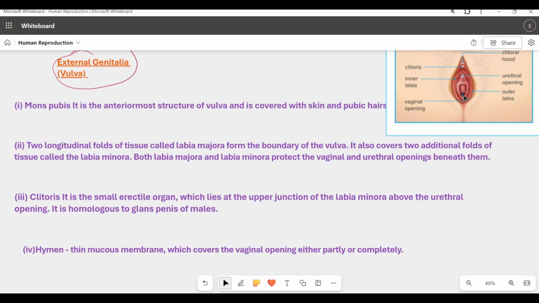You can see this vaginal opening is covered partially or completely by a thin mucous membrane, which is called the hymen. There is a myth that the hymen is an indicator of a woman's virginity or sexual experience. But it is not true that the hymen ruptures only during sexual intercourse or the first sexual experience. There are cases where the hymen ruptures during stretching, or sometimes during vigorous physical activities.